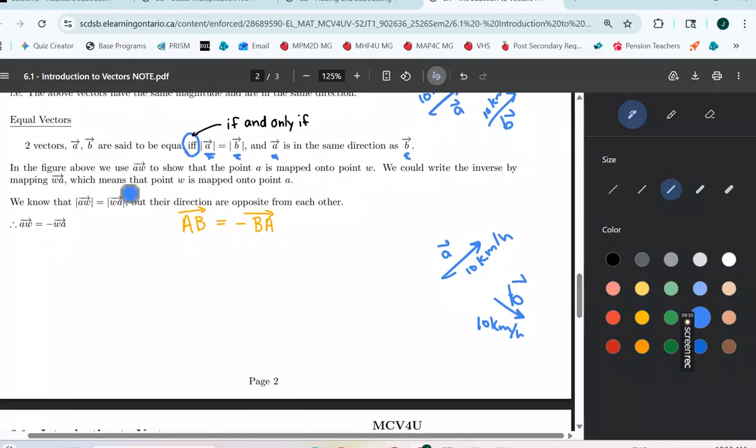So talking about inverse vectors, we could write the inverse by mapping WA, which means that point W is mapped onto point A. So for example, WA, AW. Those two vectors we can say are the inverses of each other. Even though the magnitudes are the same, we can say vector AW is the same as the inverse of WA. Hence the negative sign.